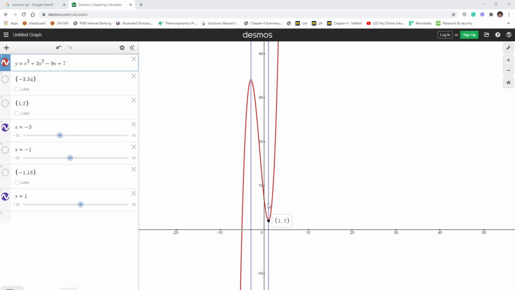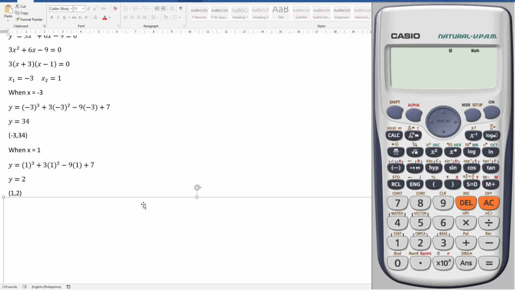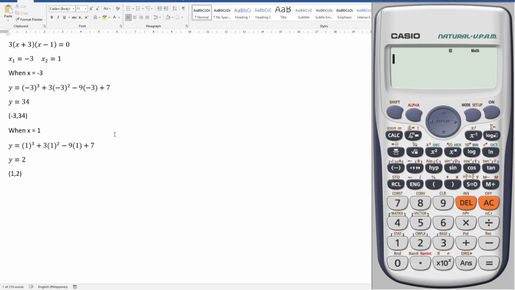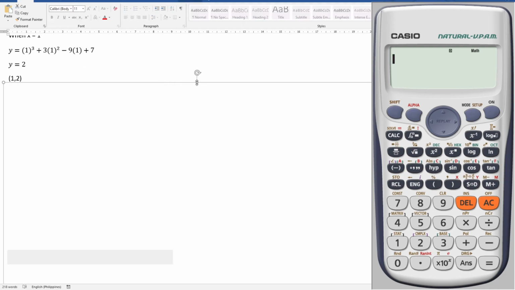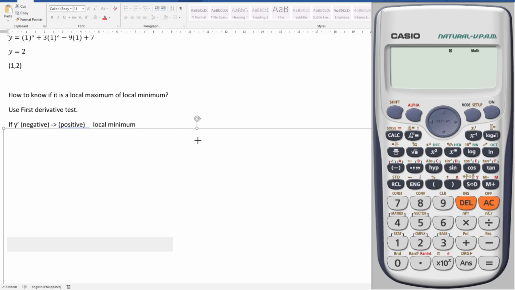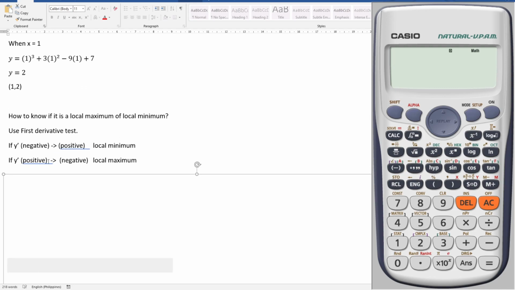So those are the critical points, or the local maximum and local minimum. So how do we know if it is a local maximum or local minimum? We just have to use the first derivative test. The first derivative test is an indication of whether your critical point is a local maximum or local minimum.